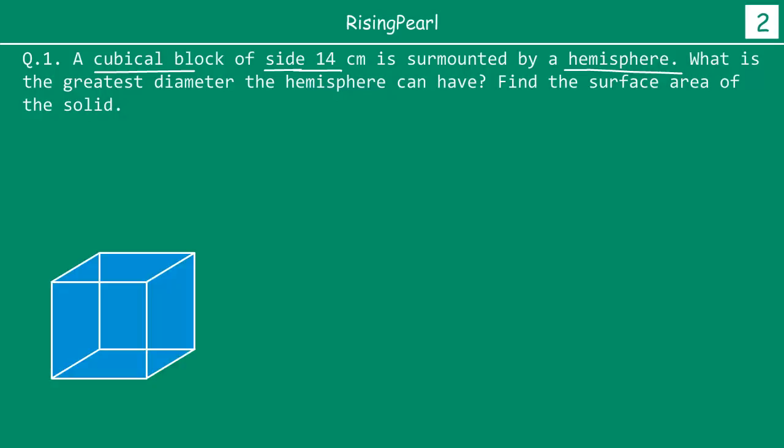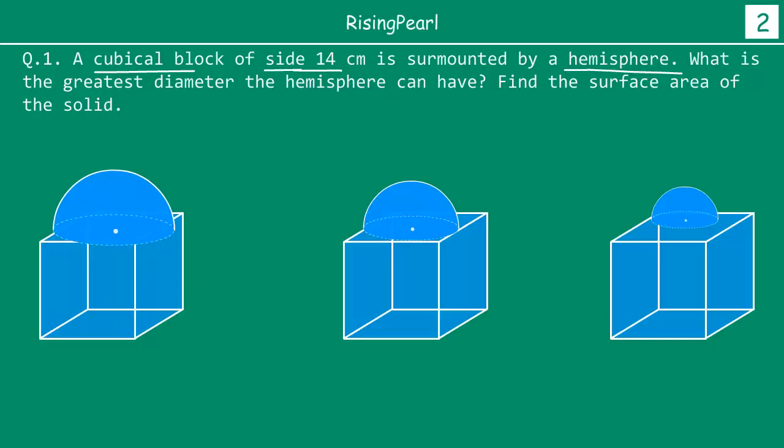So we start out with a cube and we have a hemisphere. Now the hemisphere sits on top of the cubical block, something like this. But if you really think about it, there are three different scenarios and they are all highlighted here. In each of these cases the base is the cubical block, and for the base each side is 14 centimeters. So this is 14, this is 14, this is 14, and this is true for all of them.